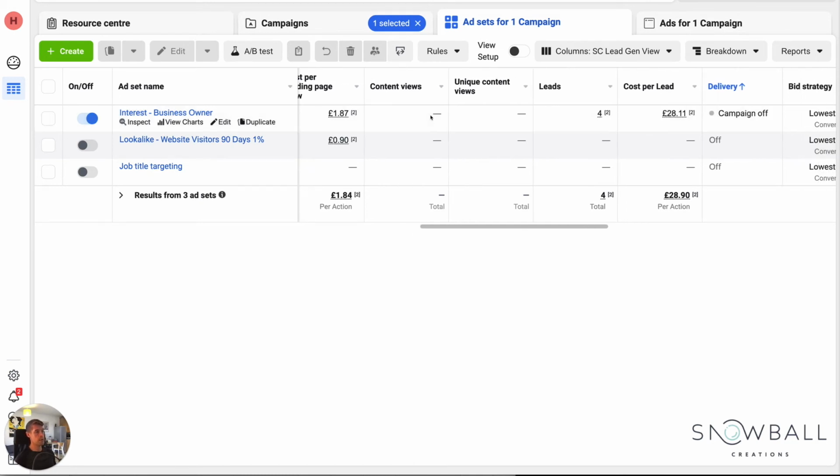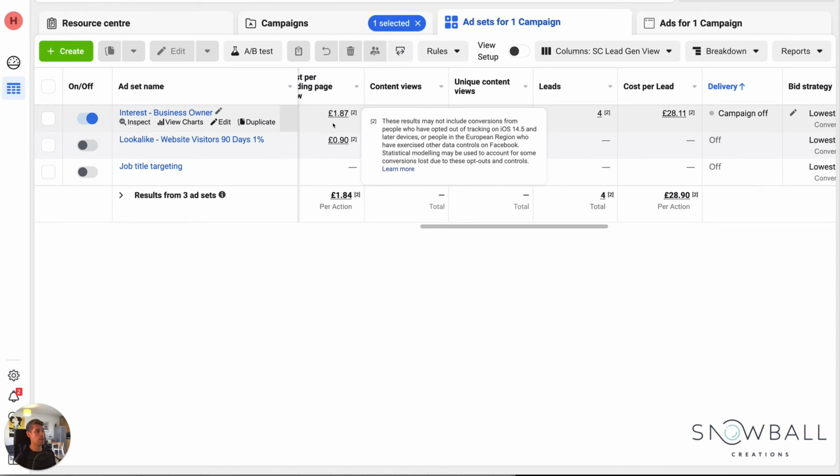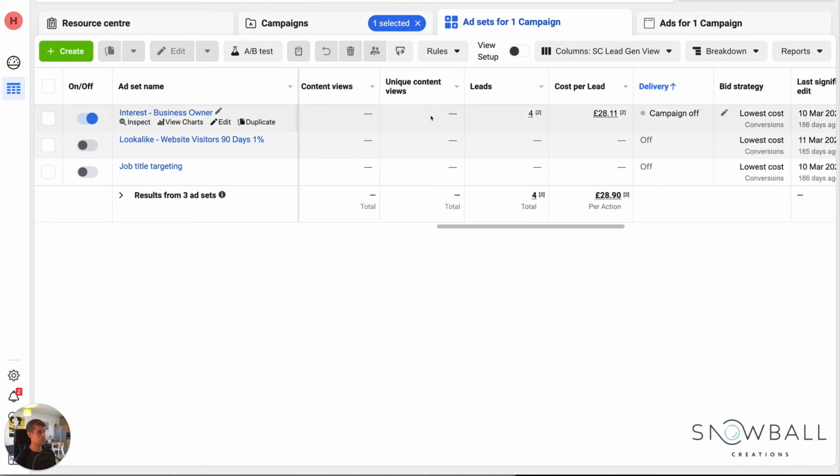So it's one more step along. So someone lands on your home page or landing page, and then they go into a separate page of your website. So it's a signal that people are going further along.